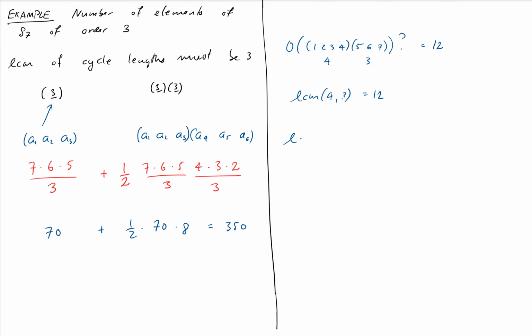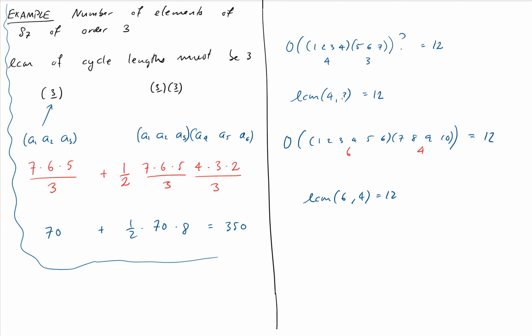What about one more example to finish off, just to have an LCM that's not actually the product? (1 2 3 4 5 6)(7 8 9 10). Now we're in, for example, S10. That cycle has length 6. That cycle has length 4. And the lowest common multiple of 6 and 4 is 12. So that equals 12.